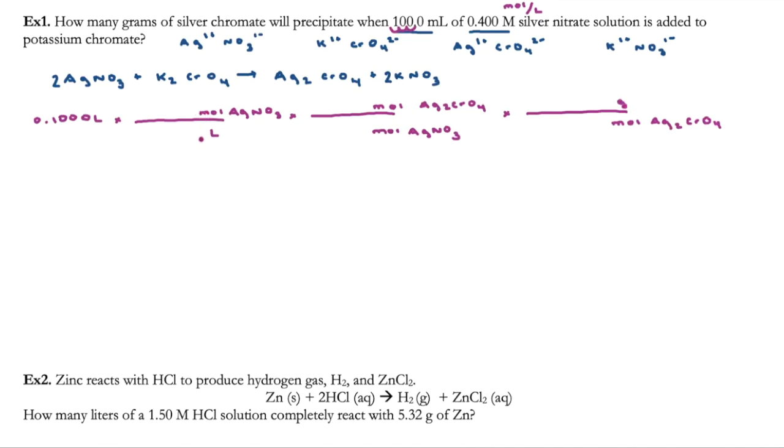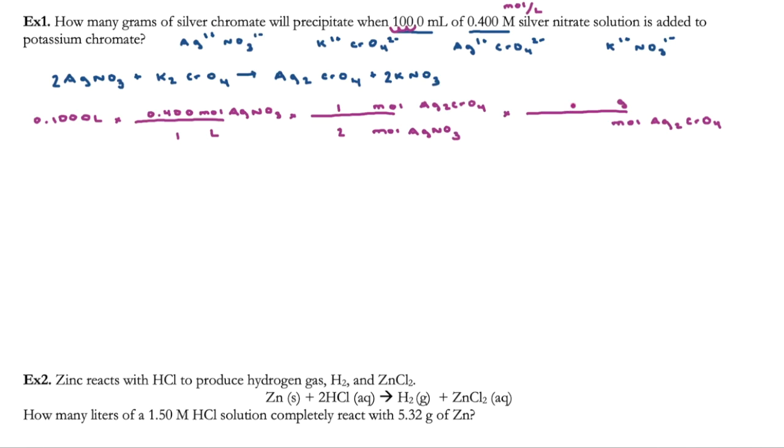So here, this is the solution part of the solution stoichiometry. I need to put the concentration of silver nitrate. Well, the concentration is 0.400 moles for every 1 liter. Here I need to put the mole-to-mole ratio, that's the stoichiometry. So there's a 1 in front of silver chromate, a 2 in front of silver nitrate, and then I need to determine the molar mass of silver chromate.